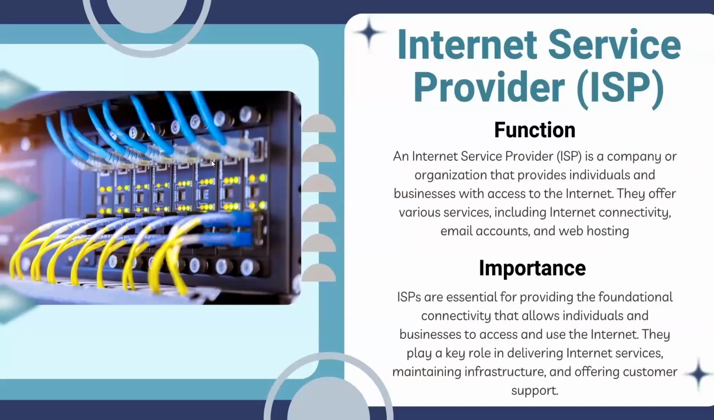So internet service providers, ISPs. This is what Xfinity is, what Comcast and AT&T are. These are all internet service providers. They're a company or organization that provides individuals and businesses with access to the internet. They offer various services, including internet connectivity, email accounts, and web hosting. They're essential for providing the foundational connectivity that allows individuals and businesses to access and use the internet. They play a key role in delivering internet services. They maintain infrastructure and offer customer support.